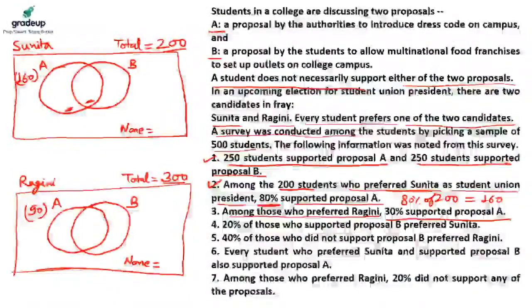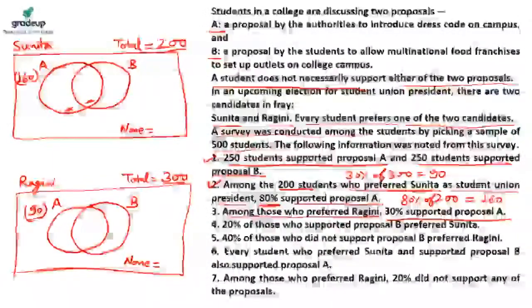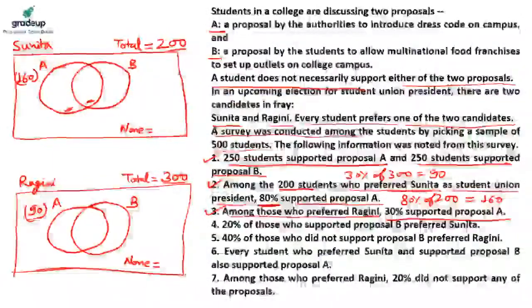So 30% of 300, we already know 30% of 300 is 90, right? We have already found that thing out, right? So nothing new information from point number 3. We are done with it.